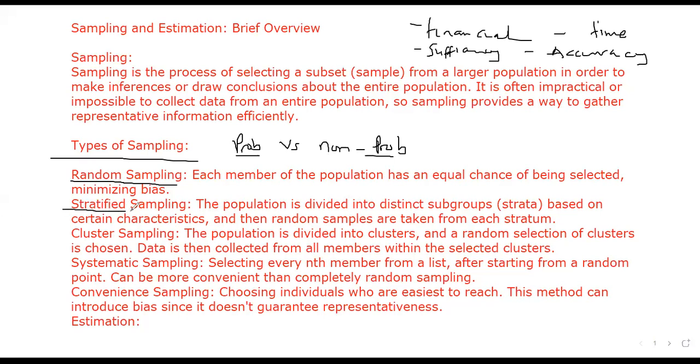It's what we call stratified sampling. This is where the population is divided into distinctive groups, which we call strata. And these will have certain similar characteristics from which a random sample will be selected from the strata.